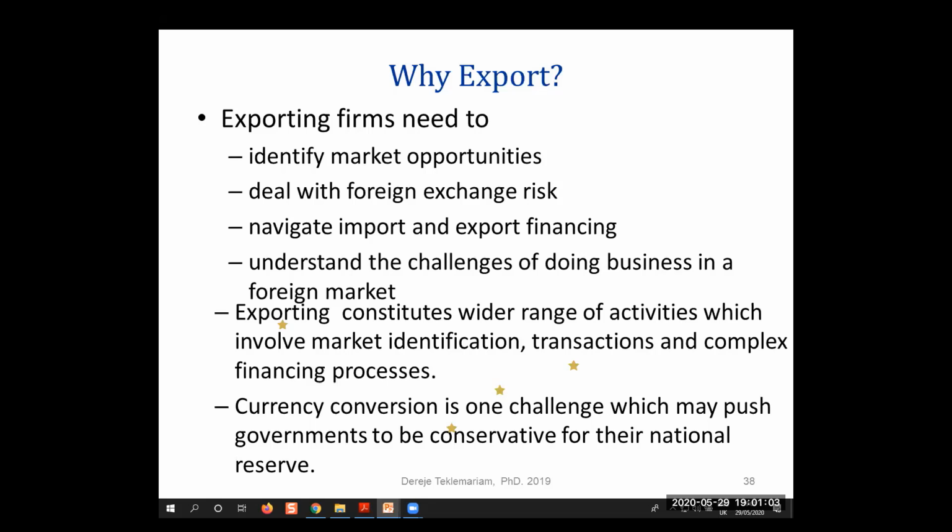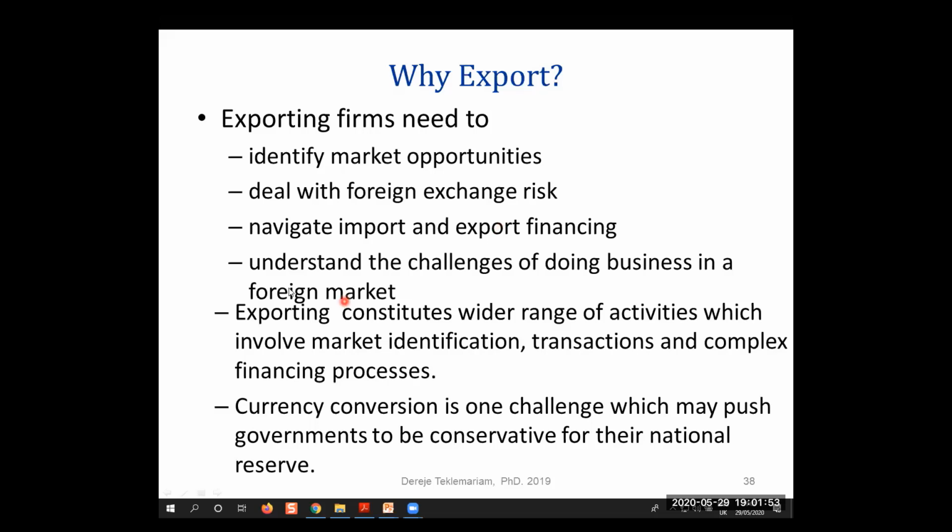Second, to resolve the limitations and challenges associated with foreign exchange risk. By exporting, they can generate better foreign exchange or hard currency, and even navigate import and export financing. A number of governments across the world really support international trade. They support importers as well as exporters, and in order to reap that benefit or exploit that support, firms may go international.